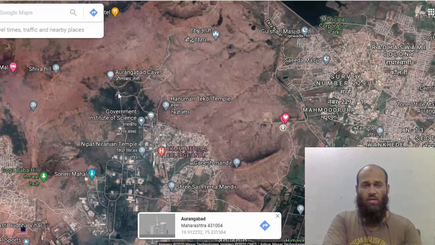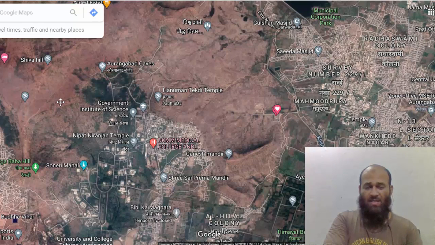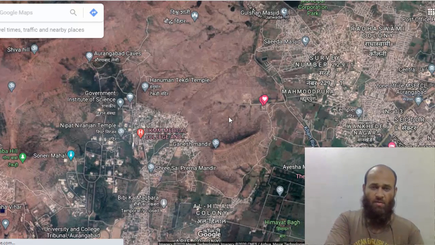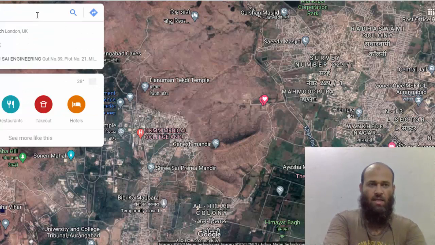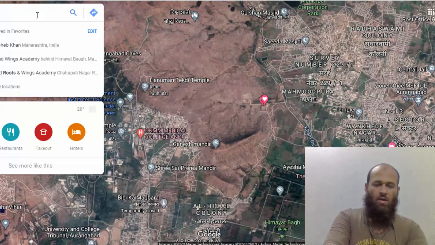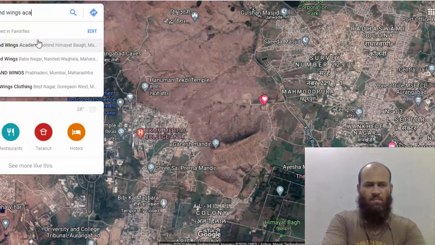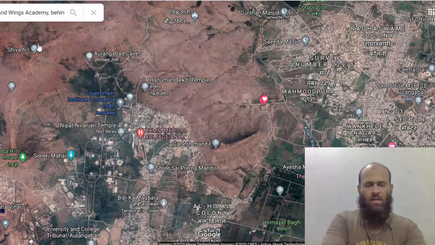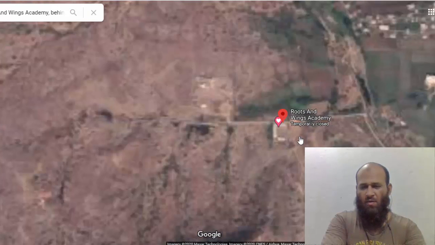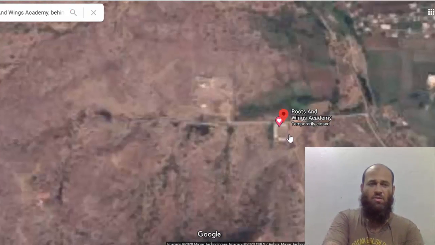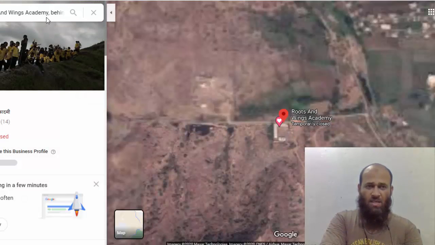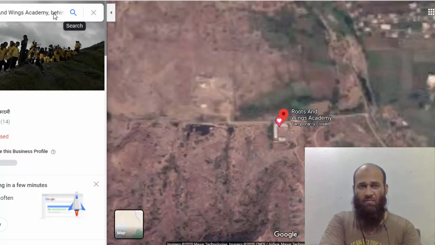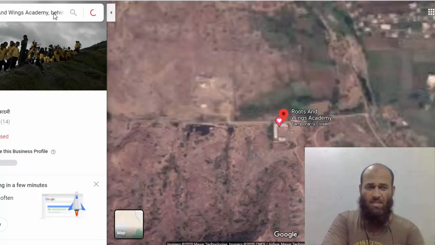As I told you, you can use Google Maps to find out different places on the earth. For example, here you can type anything you want to search, like Roots and Wings Academy, Aurangabad. Type it all. So you will find your location, you will find your school given over here. But do you know that you can punch in your coordinates as well and find out the location of your place?